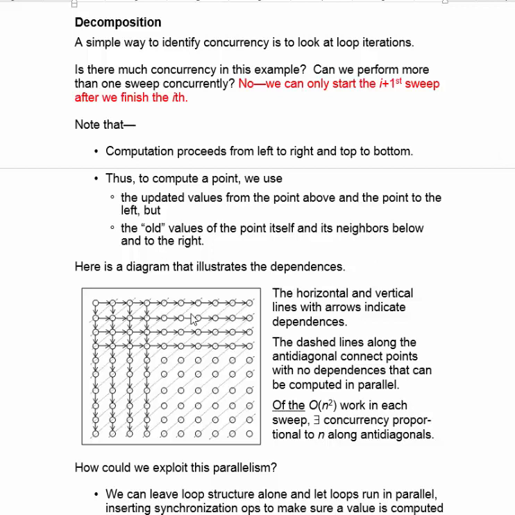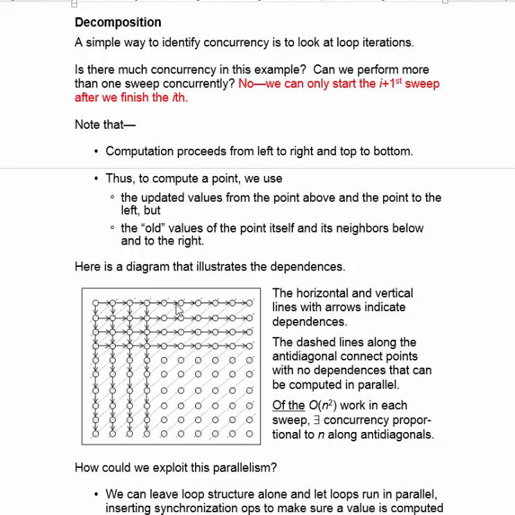A diagram is shown here that illustrates the dependencies. It shows that to compute the new values at a point, you use the new values from above and to the left, but the current value of the point and the old values, which is the same as the current value, from the right and below. Because you don't see arrows there pointing into that point, you know that they don't use those new values. Now, the horizontal and vertical lines with arrows illustrate dependencies. This point, for example, depends upon the new values from above and to the left.